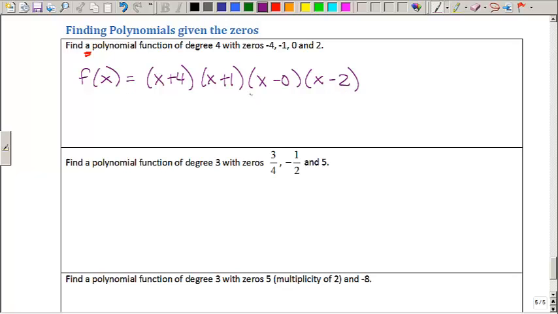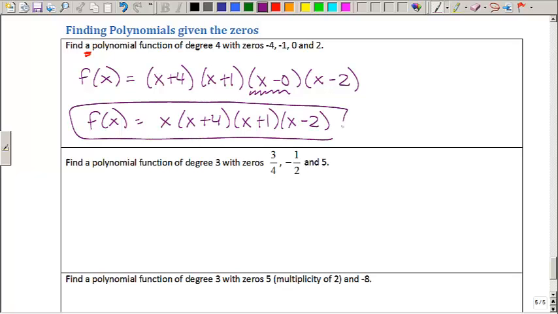The only thing I might make a little more simple is no one writes x minus 0, do we? We would prefer just to write x, and usually we'll write that in the front. If it's just a monomial, we put the binomials in the back. So this is probably the best way of writing it. But please don't spend your time distributing it out.